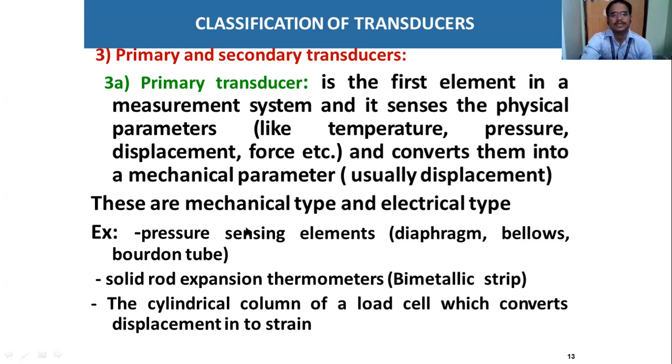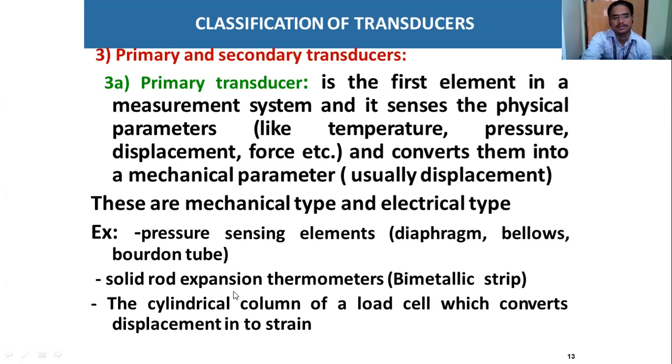So the primary means the first element in the measurement system which senses the physical parameters, like temperature, and converts them into a suitable mechanical or electrical parameter. Such transducers are primary transducers. Pressure sensing elements, diaphragm, bellows, Bourdon tube, are primary transducers, where the pressure is converted into some mechanical form.